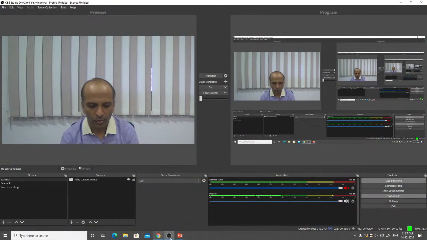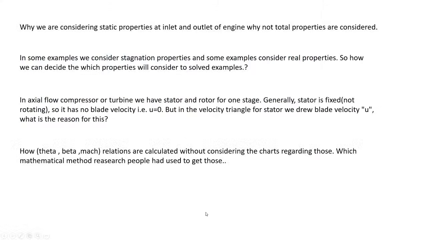Okay, so we'll go to the next question. How are theta, beta, Mach number relations calculated without considering the chart regarding those? Which mathematical method do researchers use? This was the question.